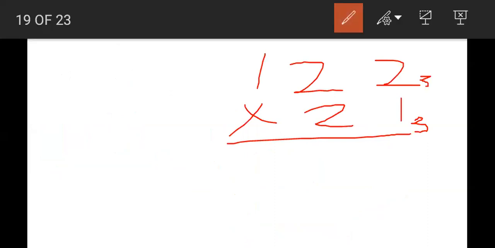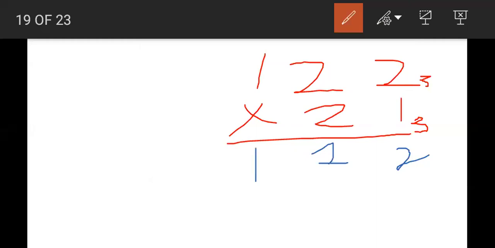So let's do this together now. 1 times 2 will give us what? 2. So we write this down because it's not bigger than our given base. 1 times 2 again will give us 2. Oh, sorry, 1 times 1 will give us 1.